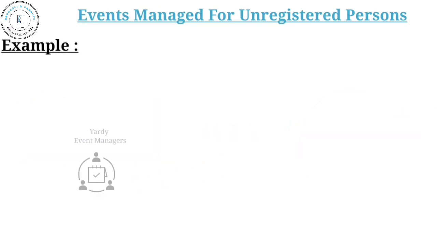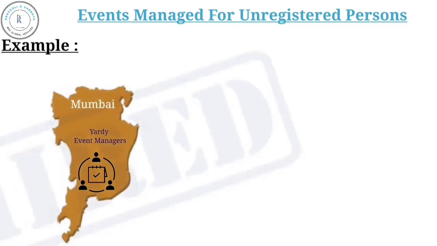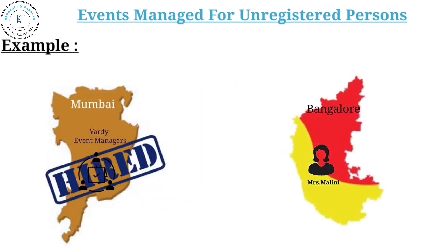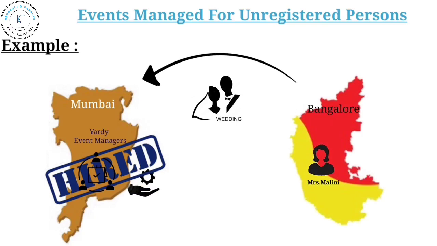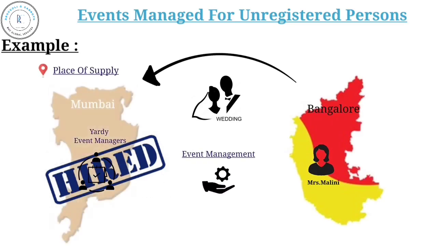Events managed for unregistered persons. Example, Yardi Event Managers, Mumbai, is hired by Ms. Malini, based in Bangalore, to manage her sister's wedding, held in Mumbai. Supply of service: event management. Place of supply: Mumbai.